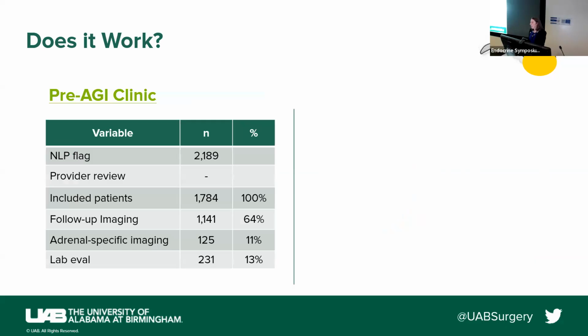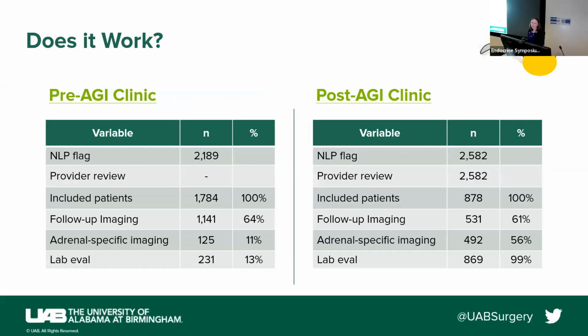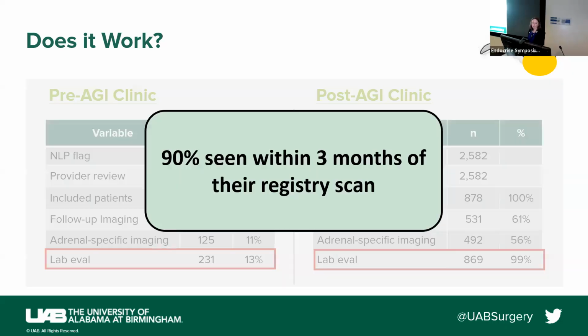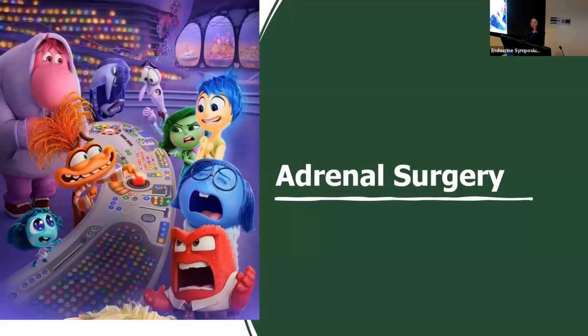So beforehand, you'll see that we were equally bad. If you look at the last row, our laboratory evaluation rate for patients with adrenal incidentalomas at UAB was 13%. And then after this was implemented, it went up to 99%. And our adrenal-specific imaging rate rose from 11 to 56%, still not perfect, but a work in progress. And 90% of people were seen within 3 months of their initial scan that triggered the protocol.